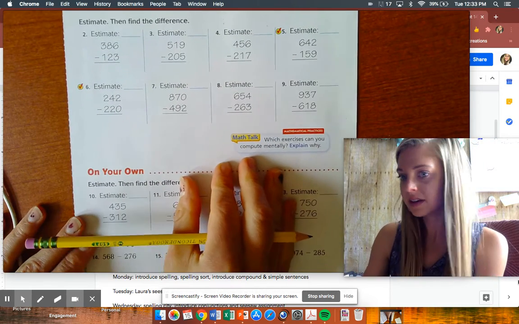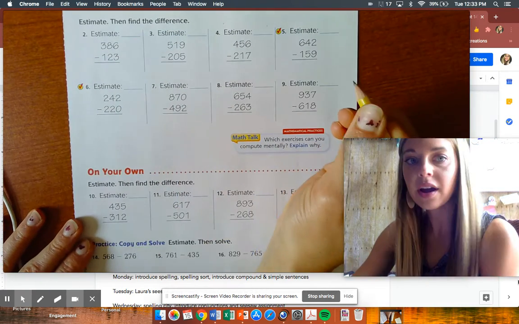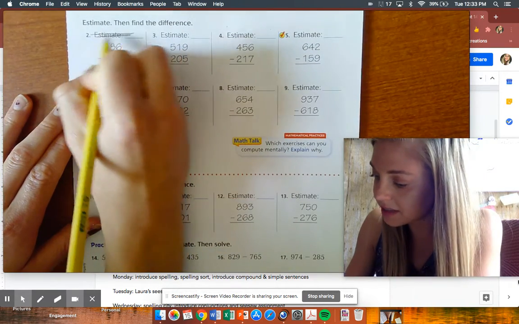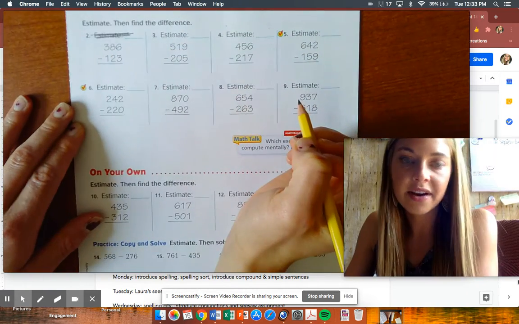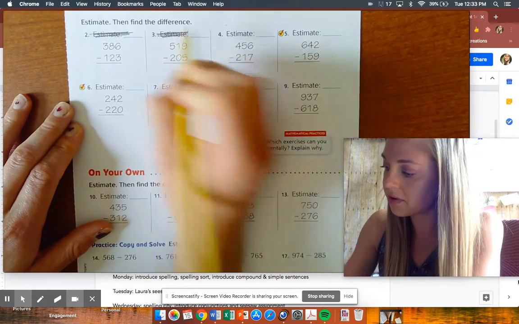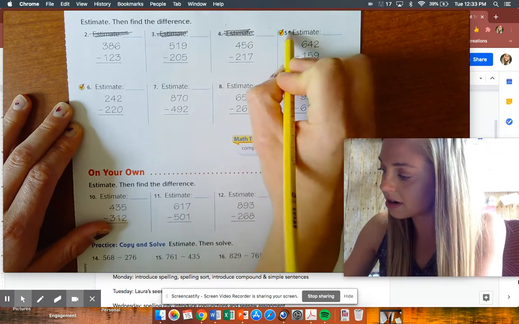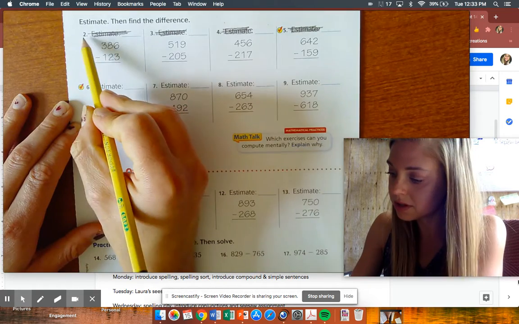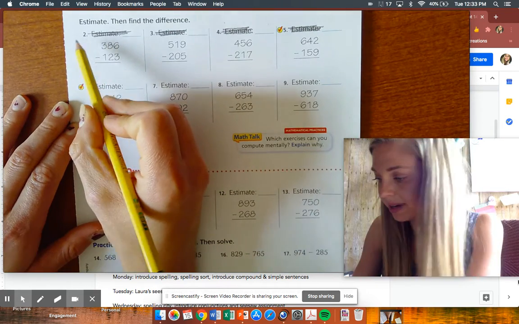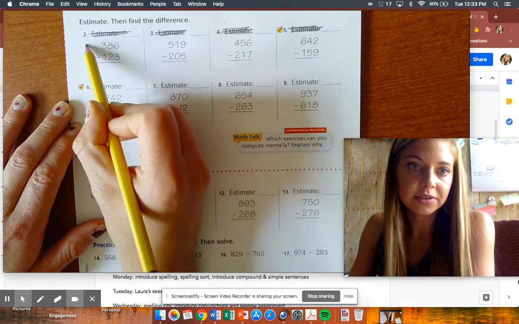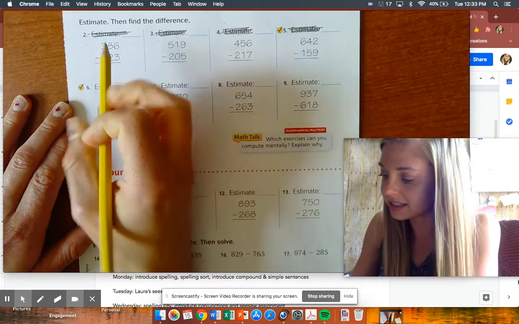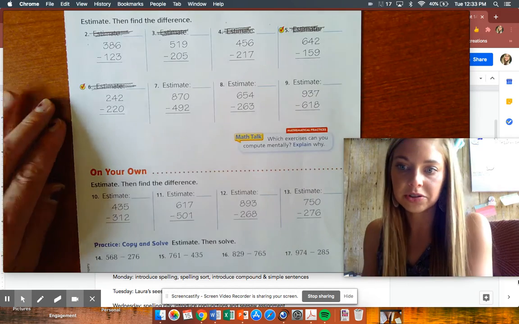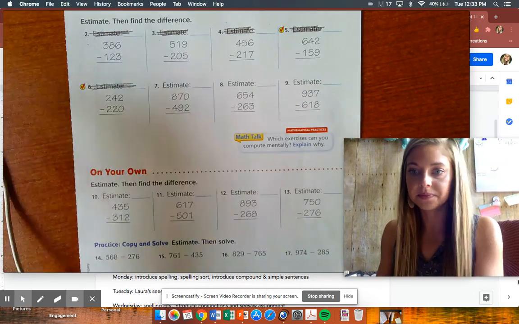Okay, perfect. So we are not going to estimate today. Yesterday we didn't estimate. Today we're not going to estimate. So you can just kind of cross that off. We're only going to do a couple problems together. Not all of these. We're going to do problems 2, 3, 4, 5, and 6 together. The rest of the page you can always do on your own for extra practice if you would like.